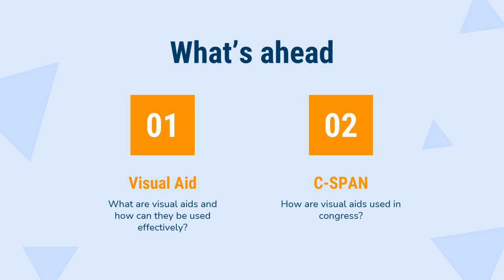Going into the topic, I will first explain what visual aid is, how it should be used most effectively, and after that, I'll have two examples from the C-SPAN archives, one which is a good example on how to use visual aids, and one that could have been improved.